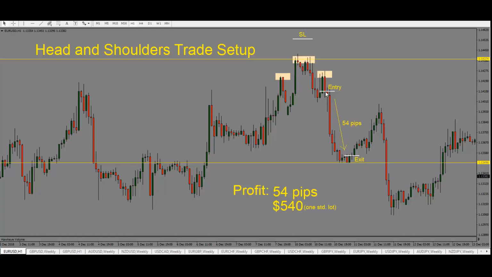Once we see this red candle close here, this bearish candle close, that's a good place for us to enter the trade short. So this is a bearish reversal pattern and we're looking for price to drop from here. On the close of this candle, we can enter our trade short. Our stop would go above this resistance area here, above the head, and we wait for price to drop.